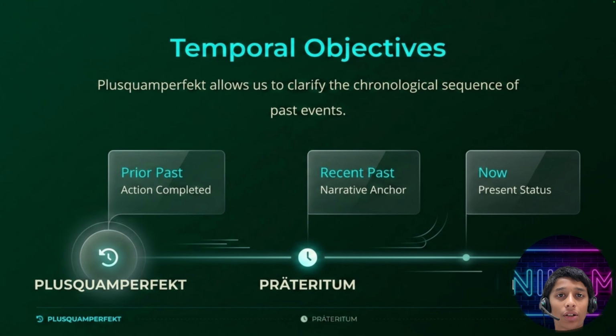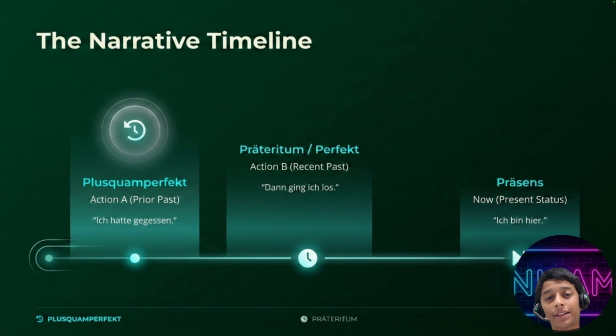It's a sequencing tool. In English, we actually do this all the time with the word had. Compare I ate breakfast versus I had eaten breakfast before I left the house. That little word had is doing exactly what the Plusquamperfekt does in German. It reaches one step further back in time. Keep that English had in your head today because it is going to be your best friend for recognizing when you need this tense. This slide lays out the three tenses side by side with real examples, and I want you to really study this because it's the mental model for the whole lesson.